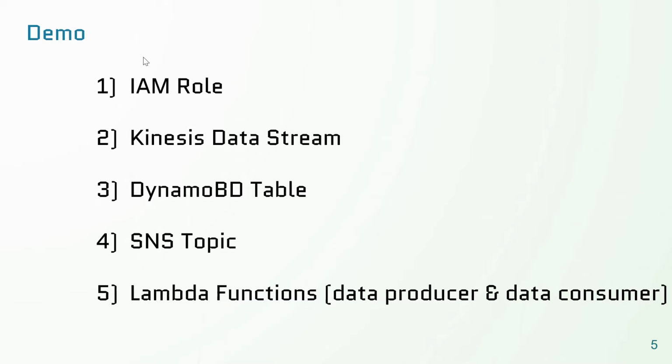Let us move on to the hands-on section where we will implement the entire solution we spoke about. There are a few prerequisites, and we will broadly classify what sort of components we will be creating during the demo. The first one is the IAM role. The second one, we will be creating the Kinesis data stream. Third, we will be creating a DynamoDB table to hold the real-time events data. Fourth, the SNS topic to facilitate the real-time email notification. And the fifth one, two Lambda functions. The first one is a data producer. The second one is the data consumer.